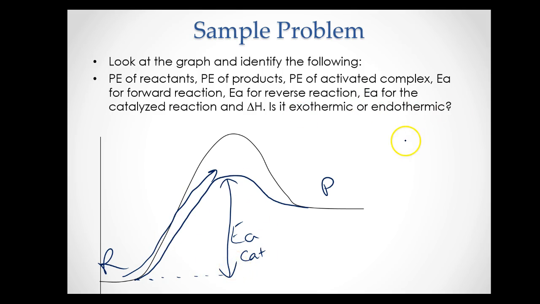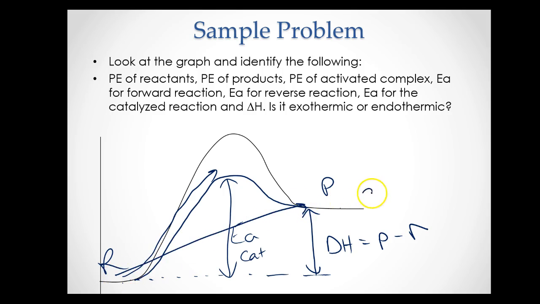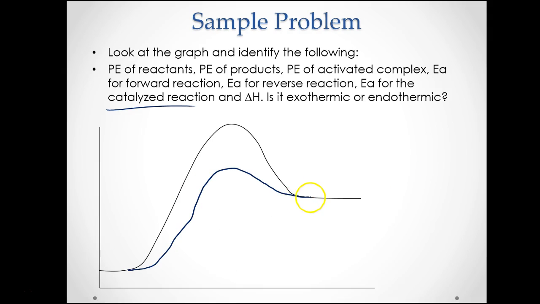Overall, is it exothermic or endothermic? Well, that is referring to the delta H. The delta H is the difference between where the reactants are and where the products are. And as a result, if you look at this, my reactants start with very low potential energy. My products have very high potential energy. In order to turn into products, I have to gain energy. In other words, it is endothermic. All it does is make that hill smaller.